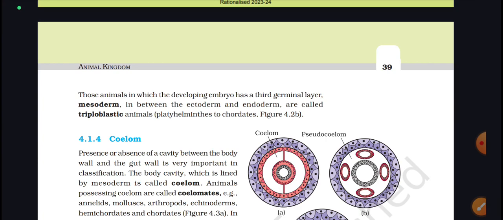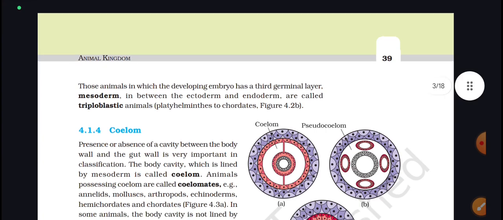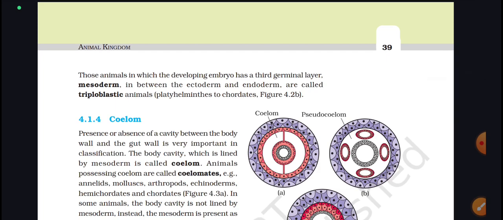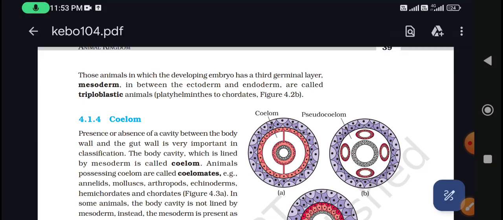Coelom. Presence or absence of a cavity between the body wall and the gut wall is very important in classification. The body cavity, which is lined by mesoderm, is called coelom. Animals possessing coelom are called coelomates. Example: annelids, mollusks, arthropods, echinoderms, hemichordates, and chordates.